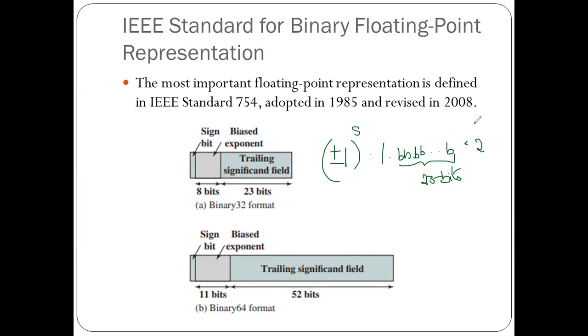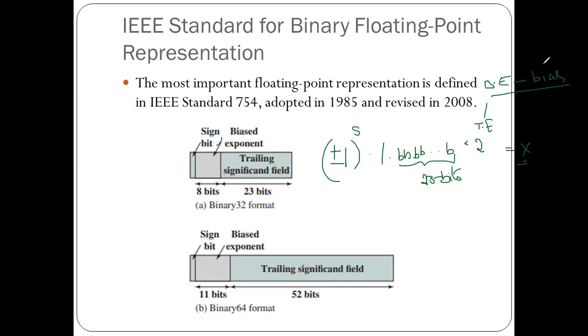The biased exponent is available in the exponent component, so our true exponent I need to place here. So what is the true exponent? It is nothing but biased exponent minus bias value. Okay, so with this we'll be getting any number. Any real number can be represented like this in 32-bit width.